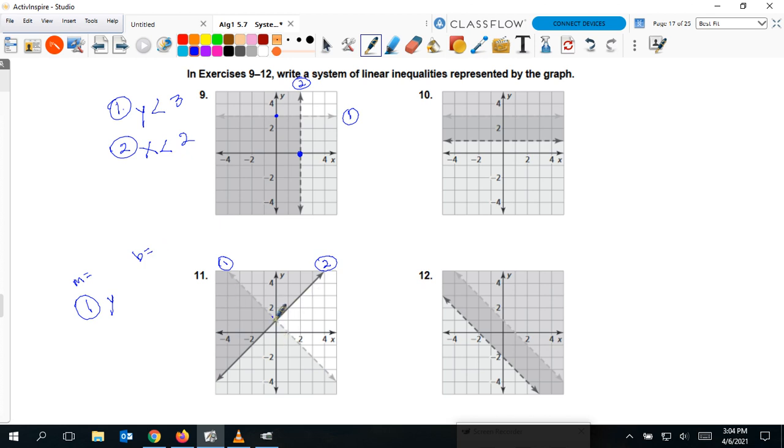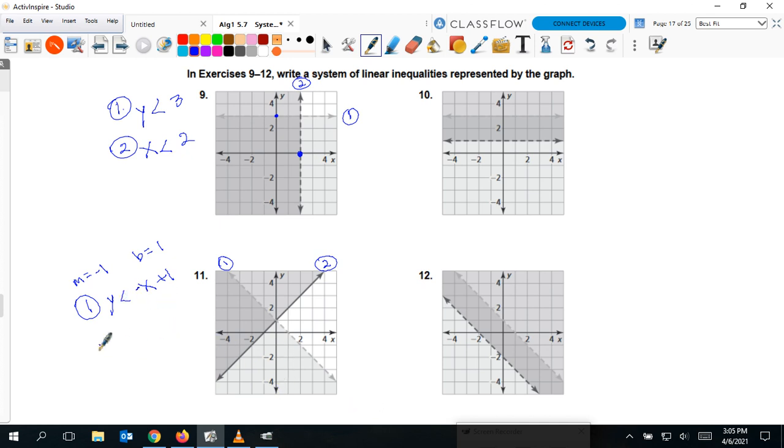So b is right here at 1. What's the m of this dashed line? Well, you can see it's going up 1 and left 1. That's a -1 slope. So it's going to be -1x, or we can just say -x, and then positive 1. The inequality sign going between that, you look over here, it's definitely not shaded on this side, it's shaded below that, so it's a less than sign.